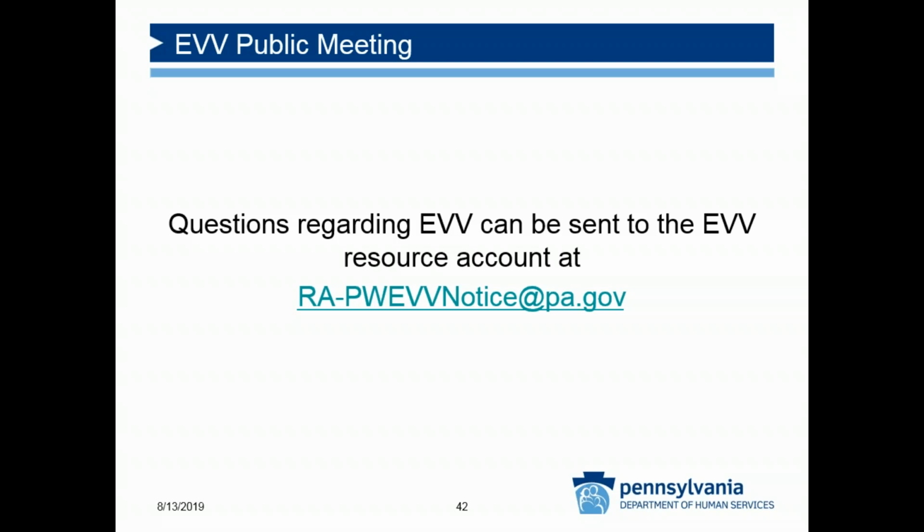So the question that we received is, how are corrections made to the data submitted? The corrections can be made through either the alternate EVV system that you're using, or if you're using the same data system, you would do those corrections through the web portal.